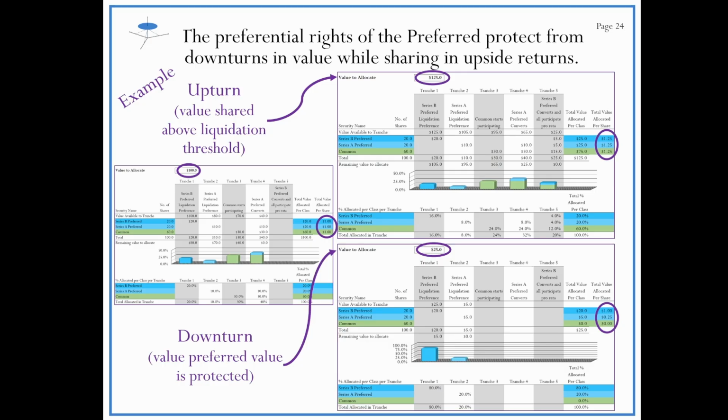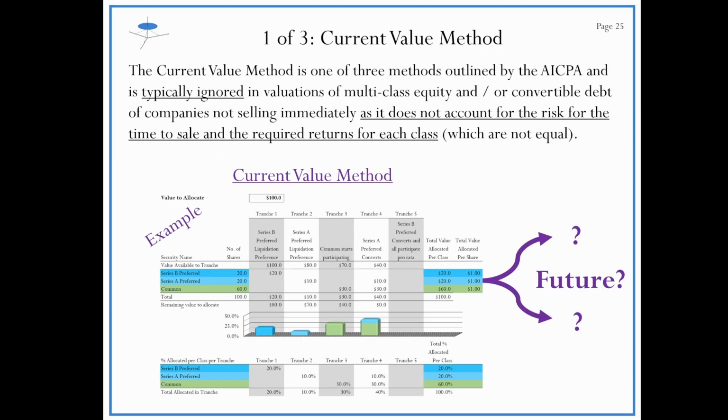This model is called the current value method of equity allocation, or CVM. This is one of the 3 methods outlined by the AICPA, FASB, and the Appraisal Foundation to value equity-like common stock in valuations for tax and financial reporting. It's commonly ignored as it reflects the value allocated to each class if the company was sold at the valuation date. Not a very common assumption.